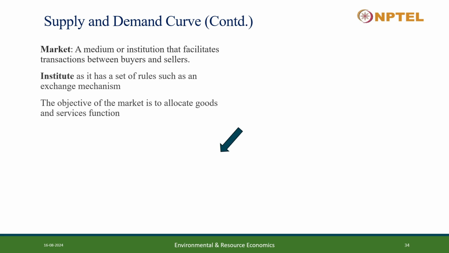Then what is an institute? An institute is a set of rules. Market also has its set of rules for exchange, set of rules for the buyers, set of rules for the sellers. Therefore, market can also be termed as an institute. So in the initial lectures, we categorized the economy as market, institute, and economic agent, right? So market can also be an institute because it has a set of rules. Then the objective of the market is to allocate goods and services to all the buyers and sellers.